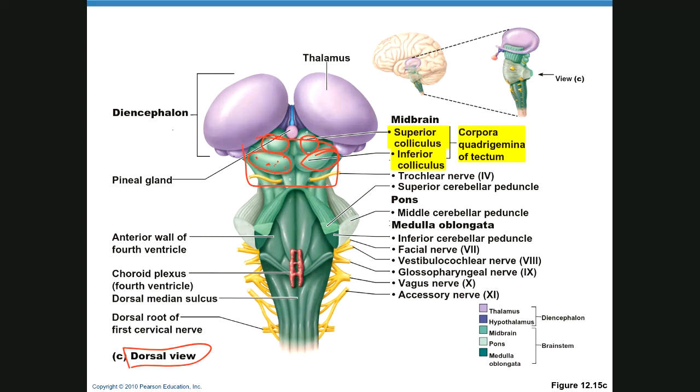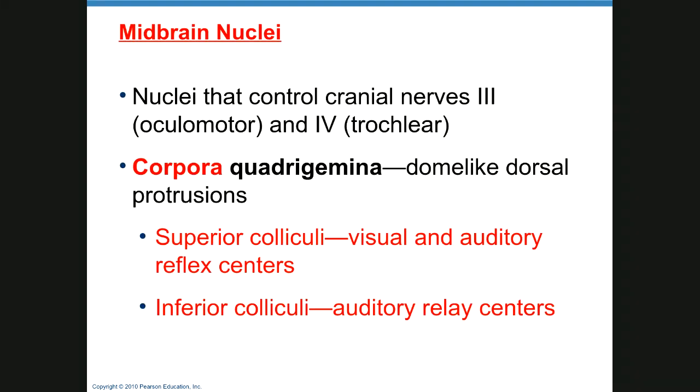So this nuclei is going to create reflex movements of the eye, visual reflexes, and auditory reflexes. So the superior colliculi is the visual and auditory reflex center. The inferior colliculi is an auditory relay center. So what are visual and auditory reflexes?